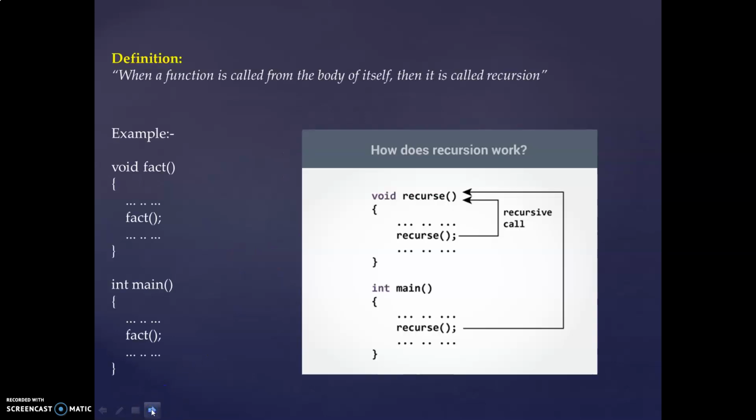What is recursion? When a function is called from the body of itself, then it is called recursion. I have given an example here. On the right hand side you can see I have used a main function, int main. Inside it I am using a recurse function. So when int main is calling recurse, that means the recurse function will execute. Void recurse is the called function. Inside the void recurse function, that same function is again executing, which will transfer the value to the recursive function.